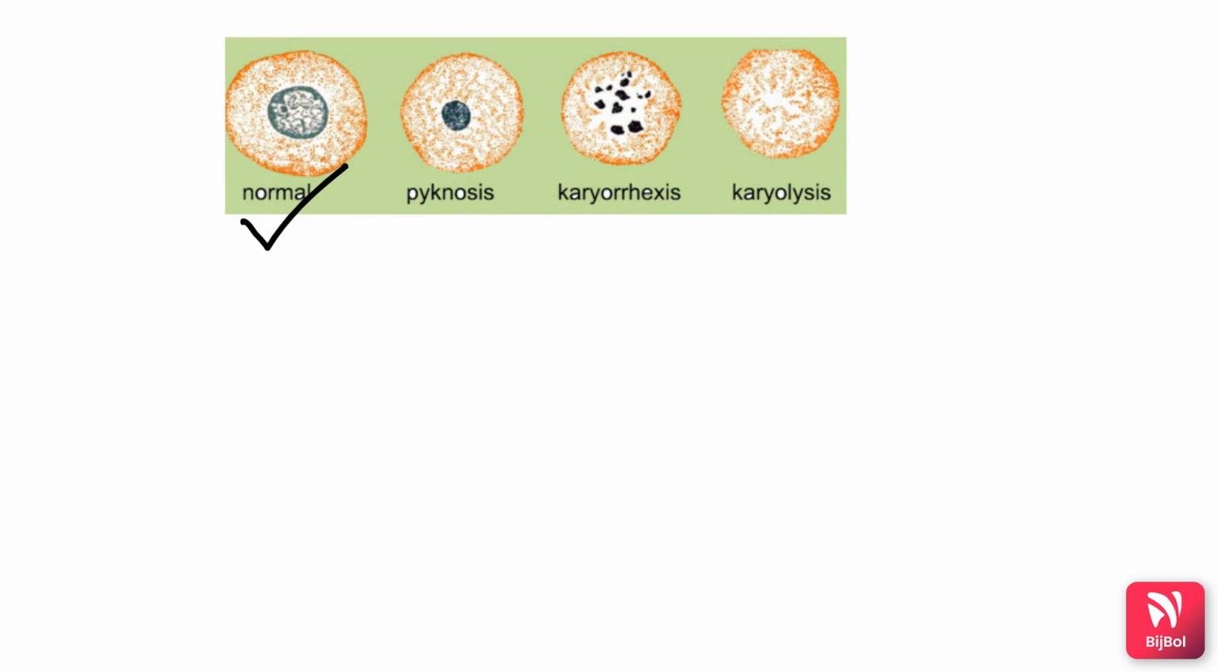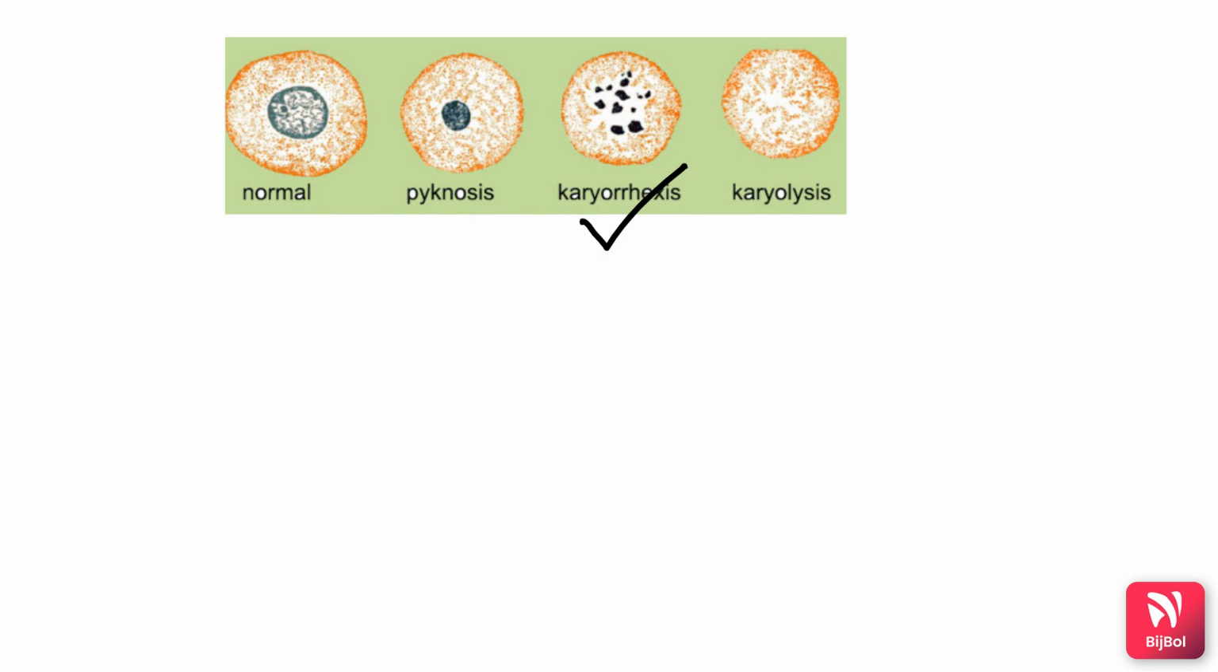Whereas if you see the other 3 types, the first one is pycnosis, where there is shrinkage of the cell with condensed nuclei and increased basophilia. That is pycnosis. And karyorrhexis means there is fragmentation of the nucleus. The nucleus will be fragmented.